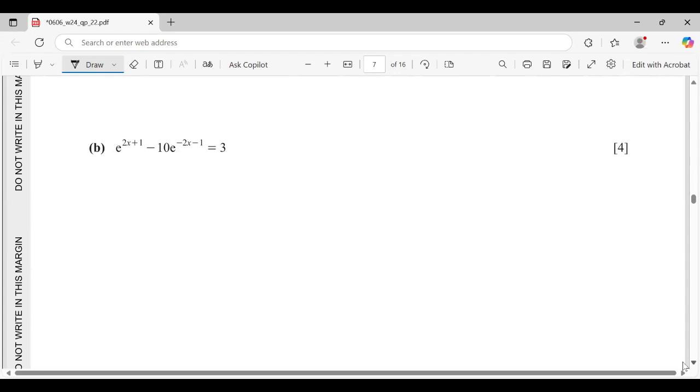B, e to the power 2x plus 1 minus 10 e to the power minus 2x minus 1. Okay.